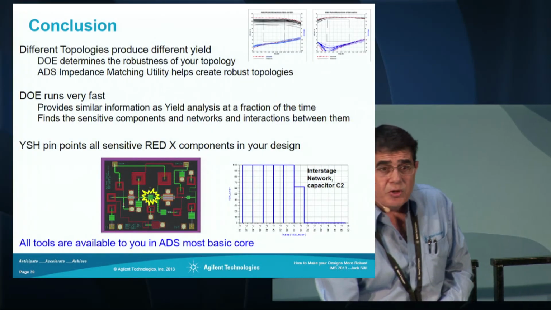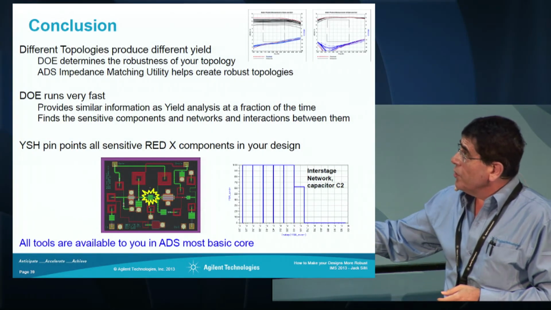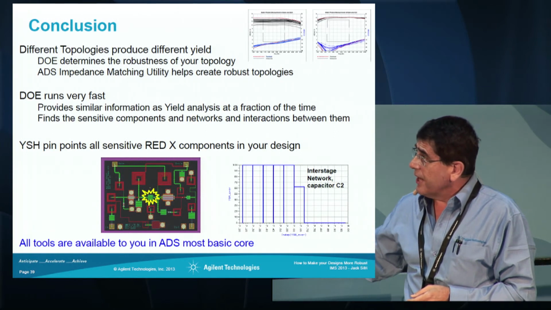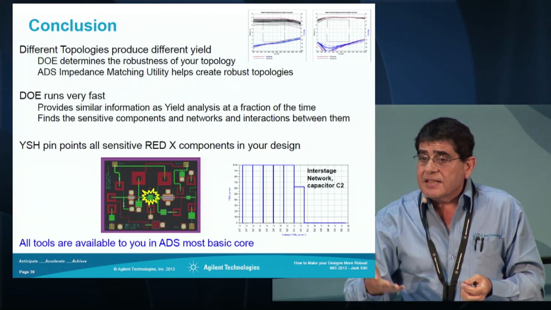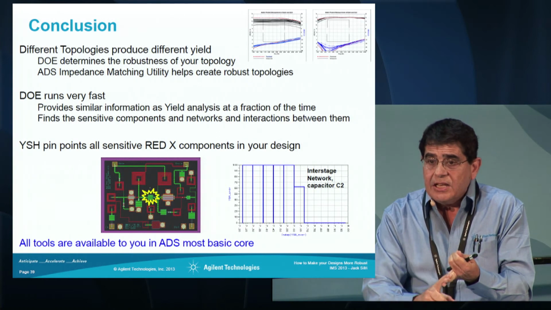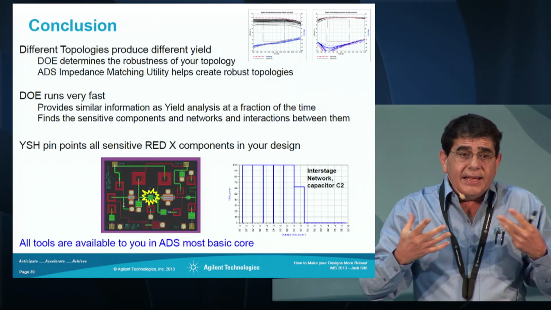So in conclusion, basically, I mainly described to you the design of experiment, but we also have the yield sensitivity histograms. Those tools together could really take any design, whether it's board or IC or system. And I have a lot of examples. I could really talk about this for a whole day. I have a lot of material, but in 20 minutes, I hope I gave you a brief introduction to this topic.